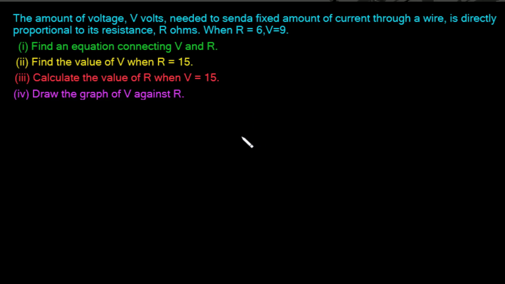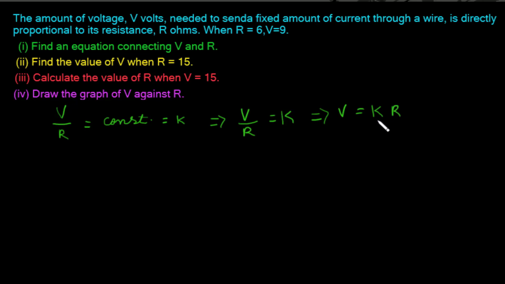Since it has been given that the voltage is directly proportional to the resistance R, in simple terms, it means that V changes in such a way that the ratio V by R remains constant. We usually denote this constant by K. So I can write this as V by R is equal to K, or V is equal to K times R, where K is the constant of proportionality, and remember, K is never equal to 0.